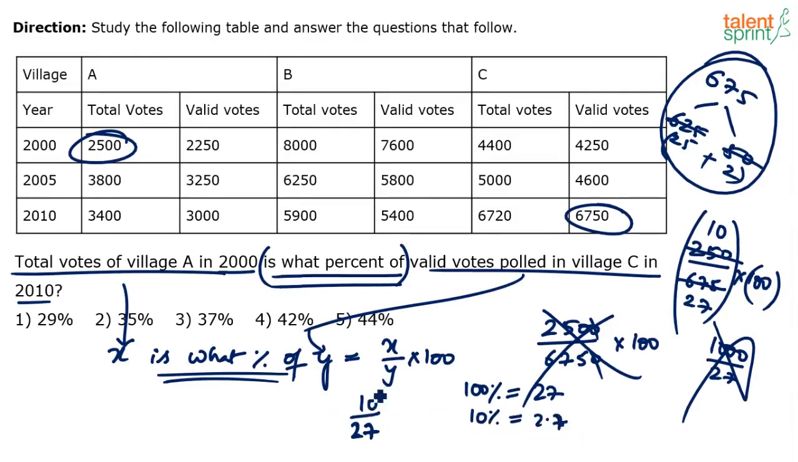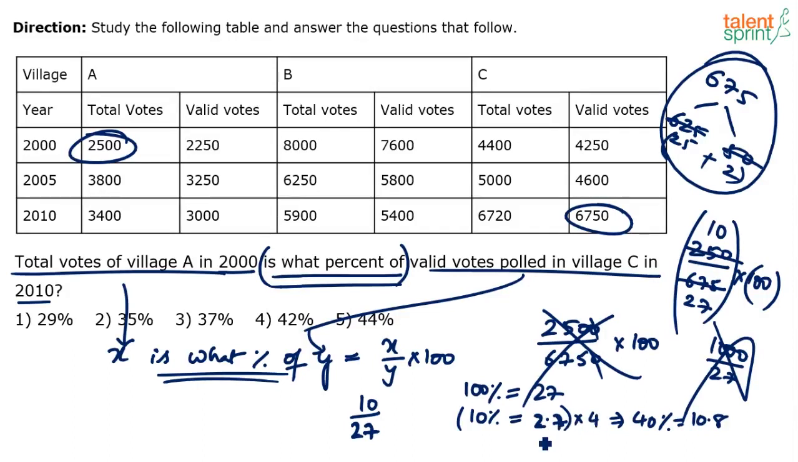What is the numerator? The numerator is 10. Now try and understand: by multiplying 2.7 with what can you get as close as possible to 10? I think 2.7 into 4. Now this is again your numerical skills. Multiply this by 4. What happens? 10% into 4 is 40%. 2.7 into 4 will be 10.8.